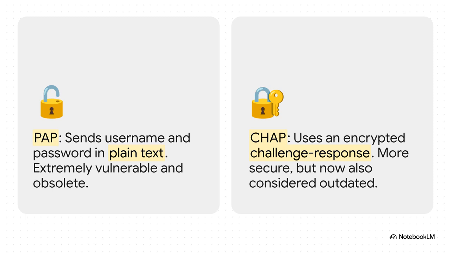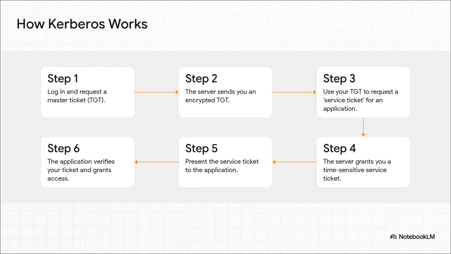Then came CHAP, which was a huge leap forward. Instead of sending your password, the server sends a unique challenge. Your computer uses your password to encrypt a response and sends it back. Your actual password never leaves your machine. It was way more secure. But even CHAP is considered pretty old news now. So what do we use now? Well, in a lot of corporate networks, the answer is Kerberos. It sounds super complex, but just think of it like going to an arcade. When you first log in the morning, you prove who you are just once to get a master ticket.